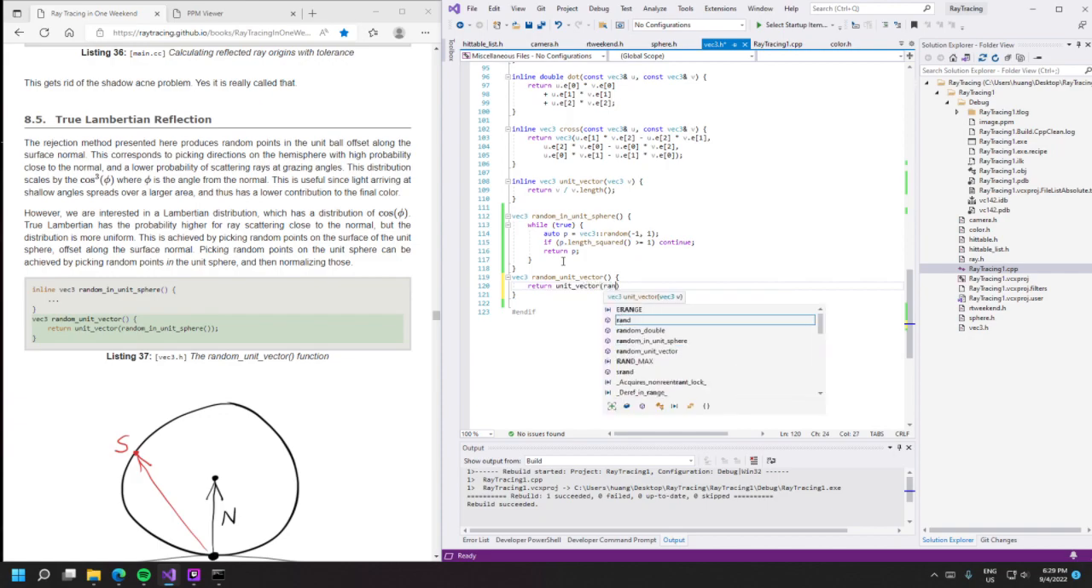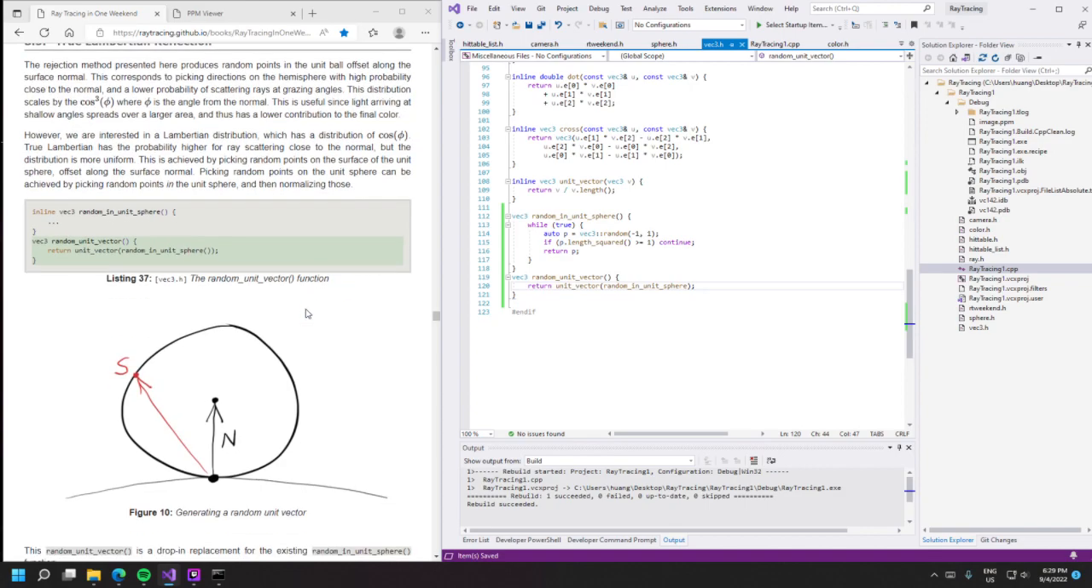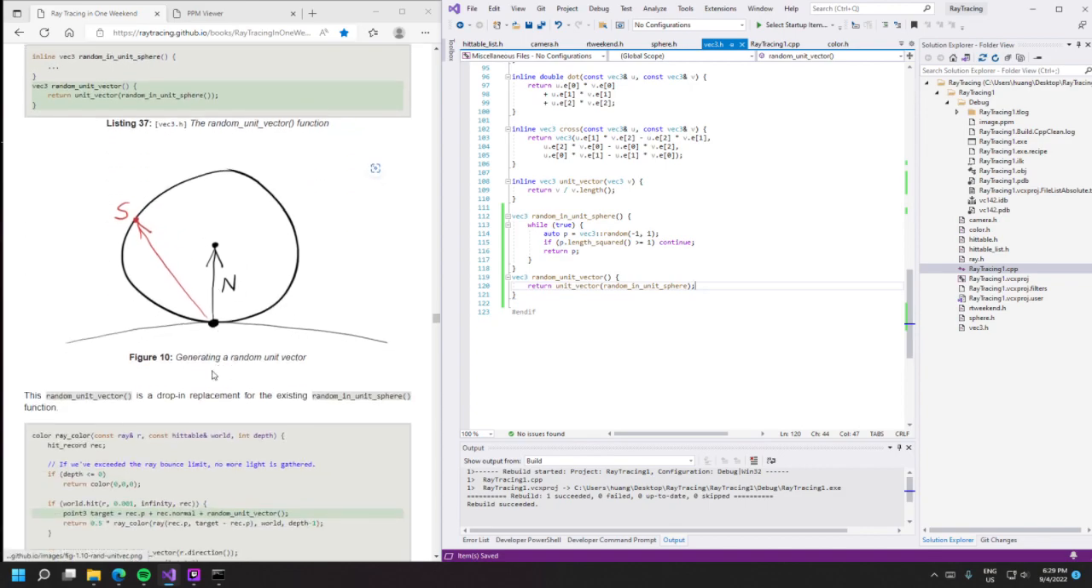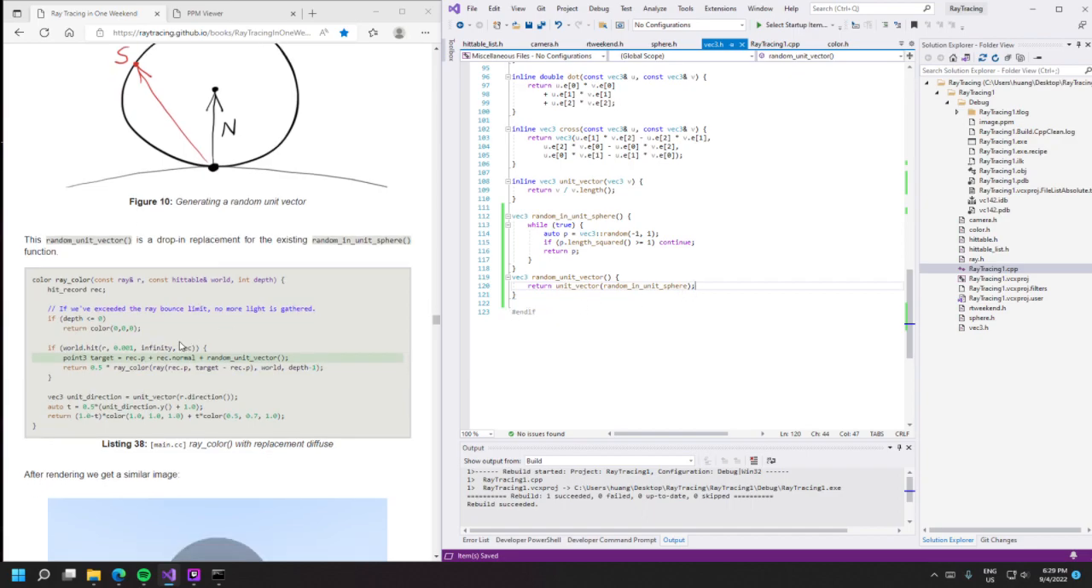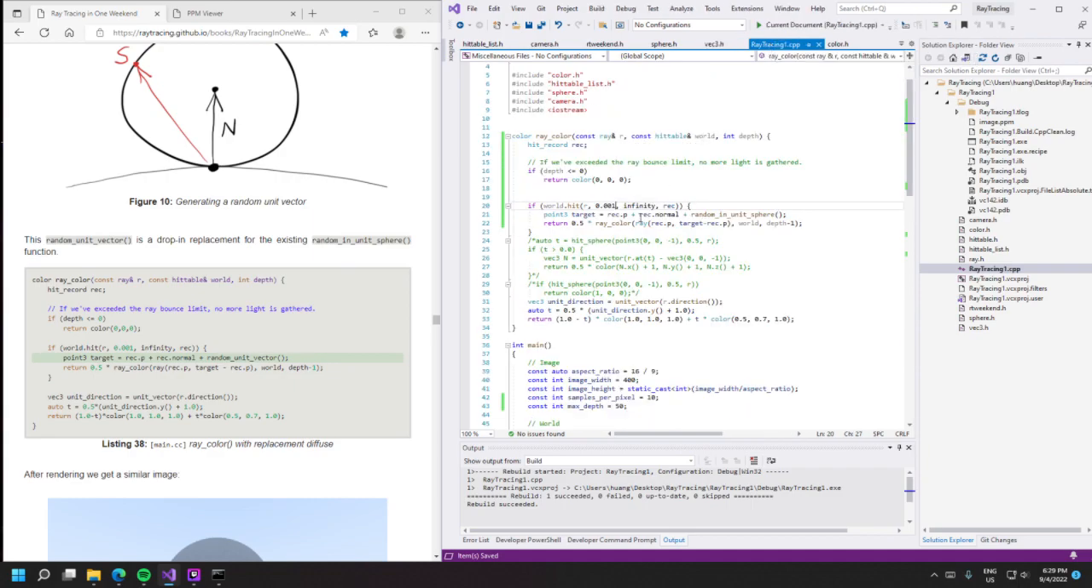So now we are writing a unit vector that's in the unit sphere. Why do we need this? Oh, okay, we just need to take the unit vector off that. Okay. The random unit vector is a drop-in replacement for the existing random in unit sphere function. Well, I feel like the difference is only that we are using a unit vector now. But 0.3 target equals random unit vector.